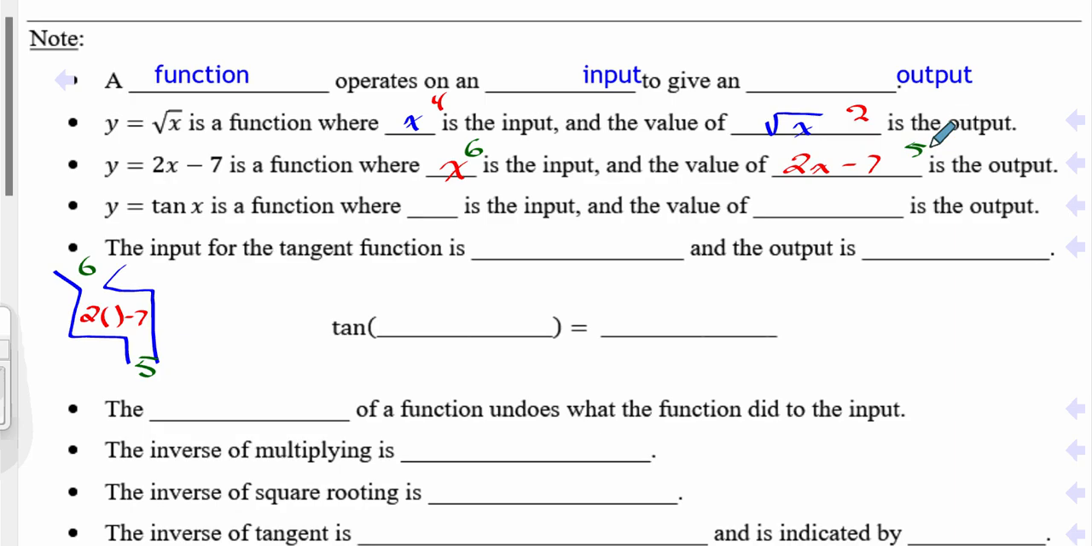Trigonometry, like tangent, we would also say is a function. Once again, x is going to be my input, and the value of tan x is my output. But remember, tangent of x is a ratio, right? So it gives me a ratio of how the opposite side compares to the adjacent side.